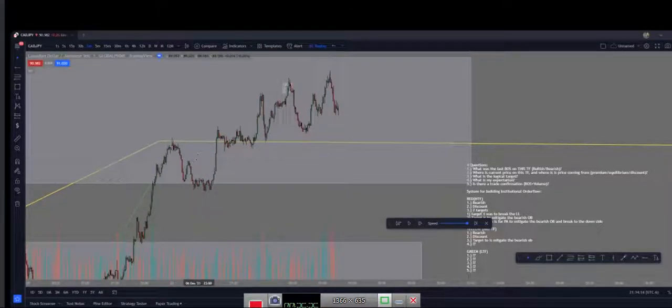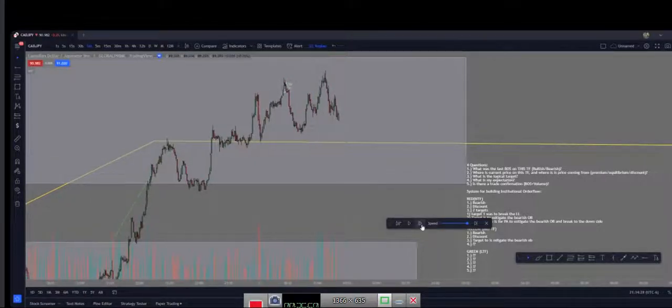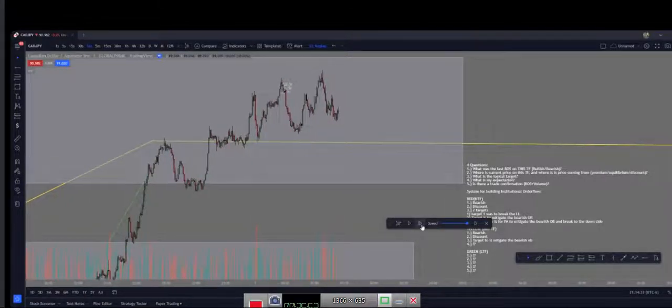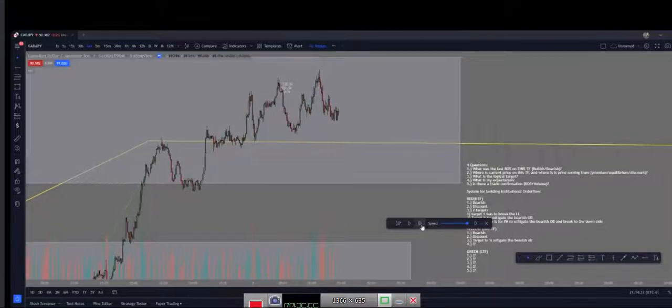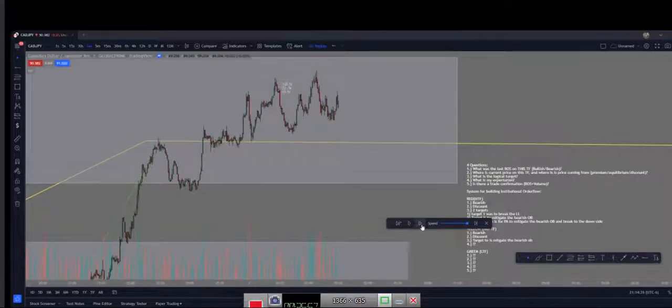So let's see here. We got climax, AR, T. Volume is going down a bit. An increase with breaker structure for sure.